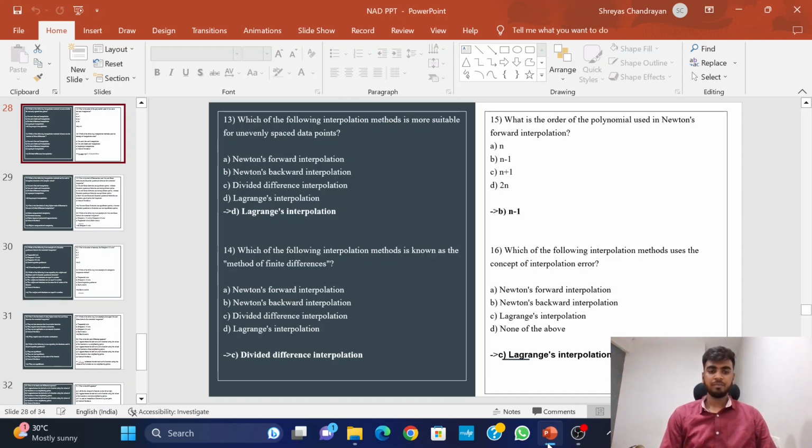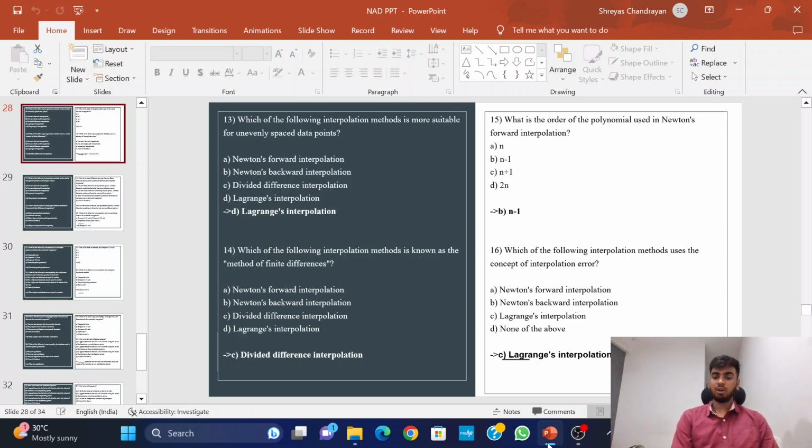In 13th question, which of the following interpolation methods is more suitable for unevenly spaced data points? So options are Newton forward interpolation, Newton backward interpolation, divided difference interpolation, Lagrange's interpolation. So the correct option is Lagrange's interpolation. Which of the following interpolation methods is known as the method of finite differences? Options are Newton's forward interpolation, Newton's backward interpolation, divided difference interpolation, Lagrange's interpolation. Correct option is divided difference interpolation.